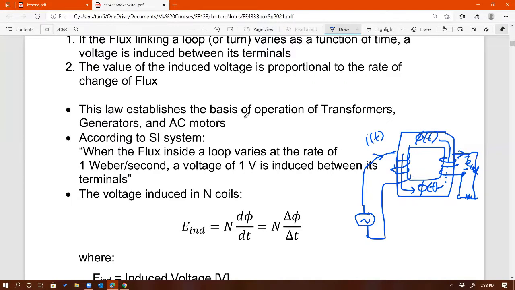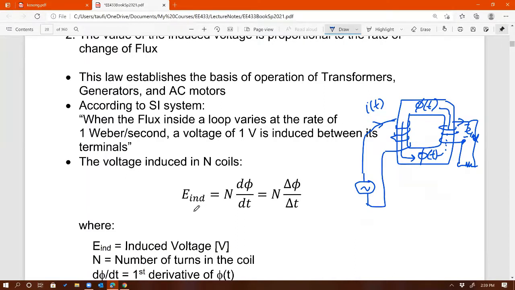This law establishes the basis of operation of transformers, generators, and AC motors. According to the SI system, when the flux inside a loop varies at the rate of 1 Weber per second, a voltage of 1 volt is induced between its terminals. So if the rate of the flux going through this loop is 1 Weber per second, you should have 1 volt across that terminal.